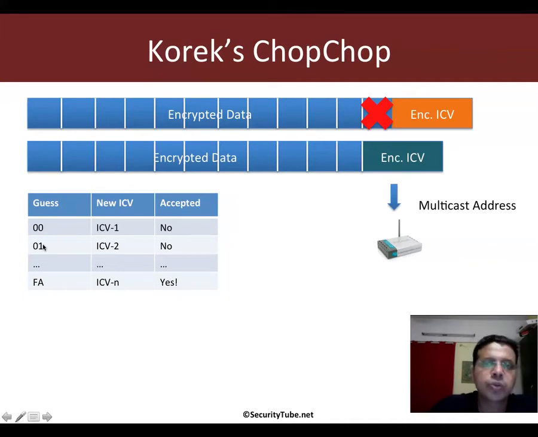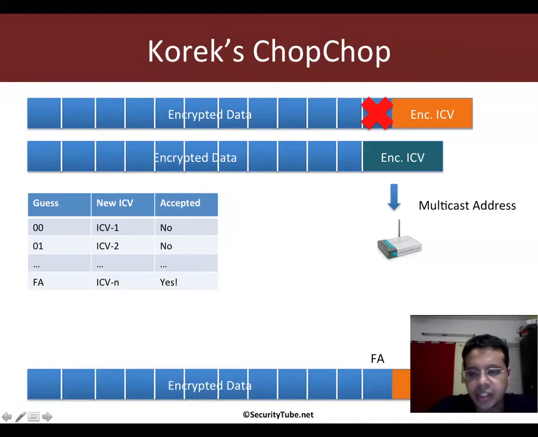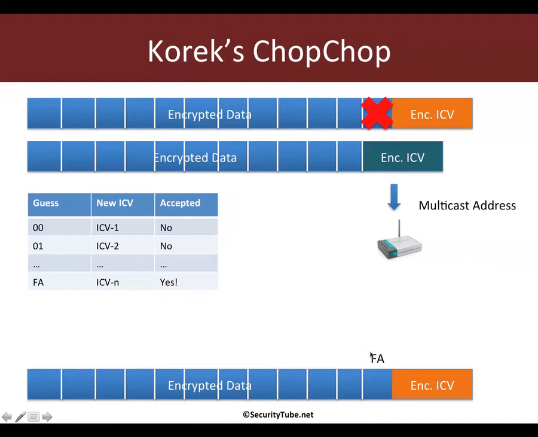Then he goes on to his next guess and says, let me try with a value of 01. Again, it may be a no. Like this, he goes on until the access point finally accepts the packet and relays it over the air. When this happens, the guess he had for the plaintext value is the correct value, and he is able to decrypt 1 byte of the packet. So at most he would require 256 guesses, from 00 to FF.